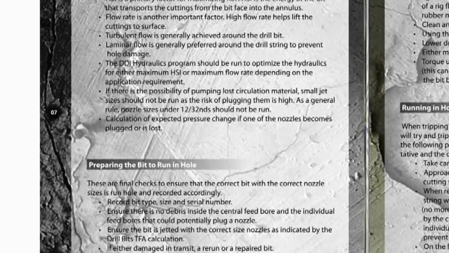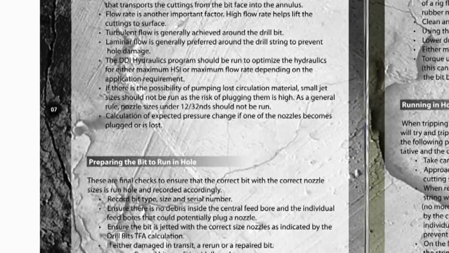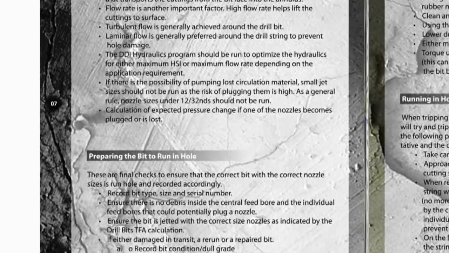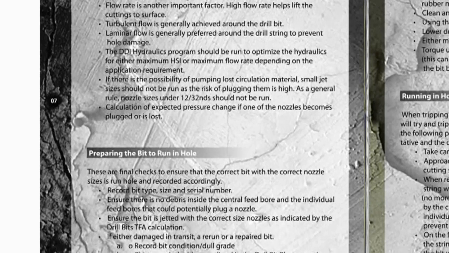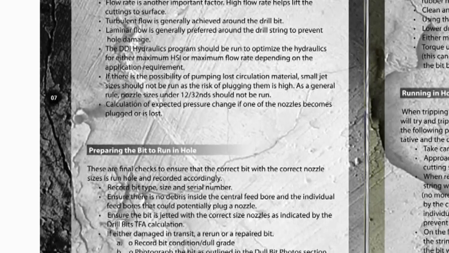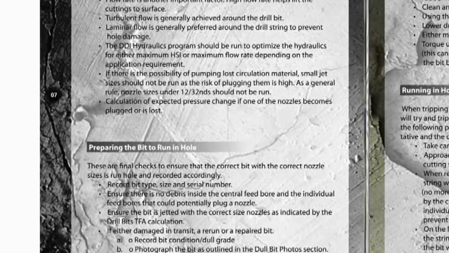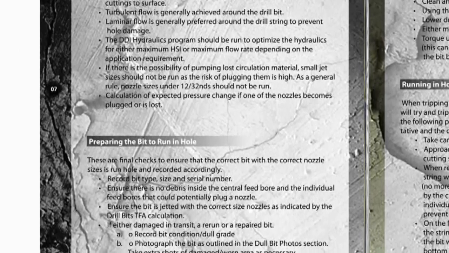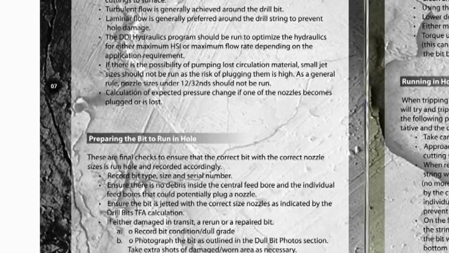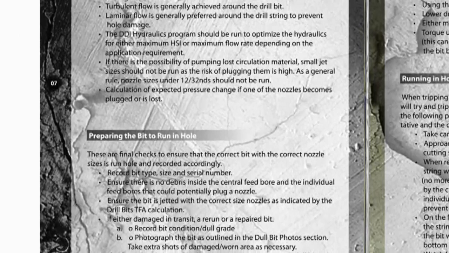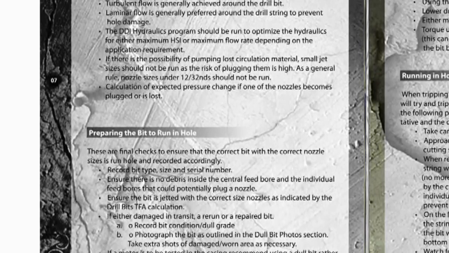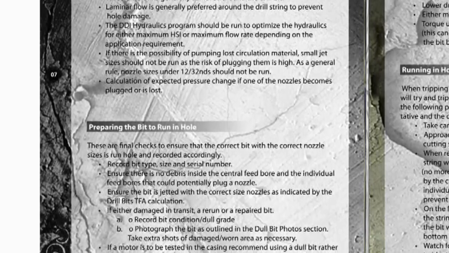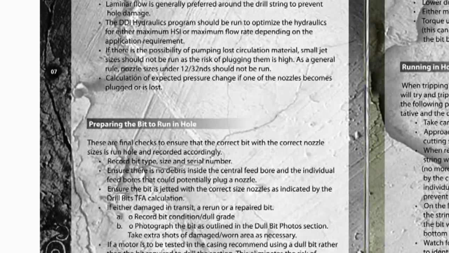Preparing the bit to run in hole. These are final checks to ensure that the correct bit with the correct nozzle sizes is run in hole and is recorded accordingly. Record bit type, size, and serial number. Ensure there is no debris inside the central feed bore and the individual feed bores that could potentially plug a nozzle. Ensure the bit is jetted with the correct size nozzles, as indicated by the drill bit's TFA calculation.